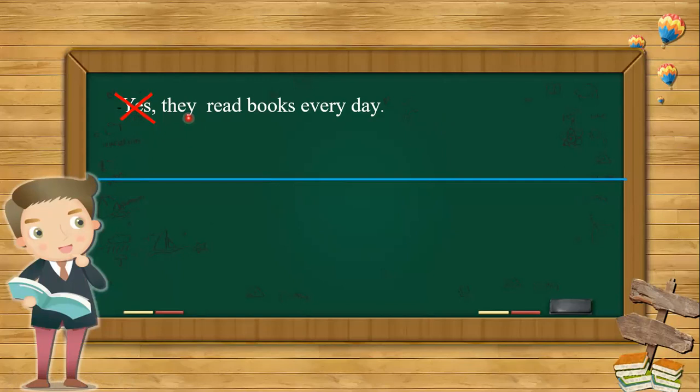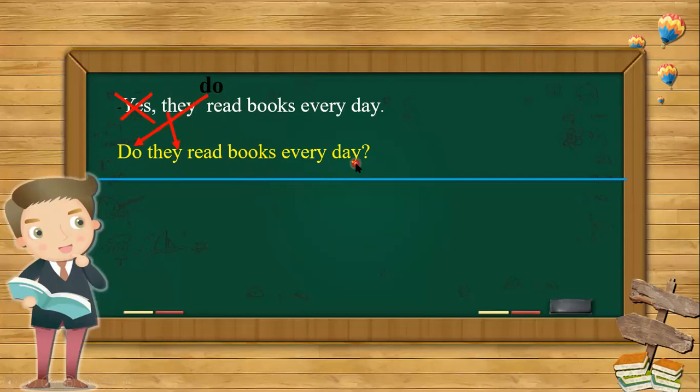Excellent, Omar. Excellent. He is answering very well. Yes, do. So it will be do. Super. I will write do to remember that it is do. So after that, I'll make the scissors like this. So I will start with do. Then I will put the subject. It will be: do they read books every day?